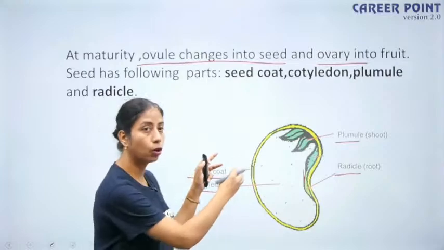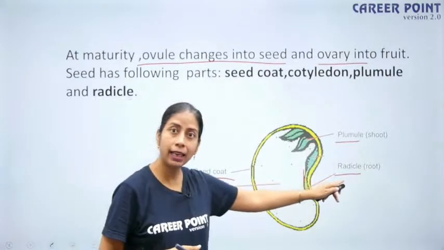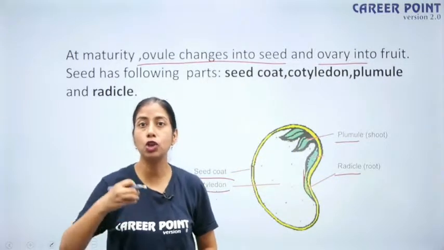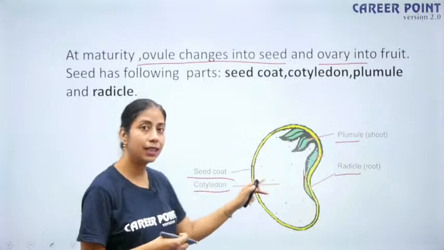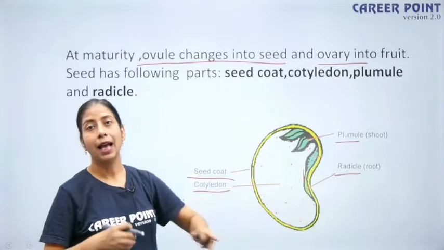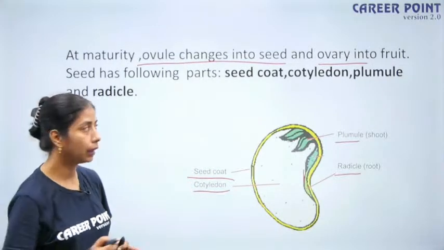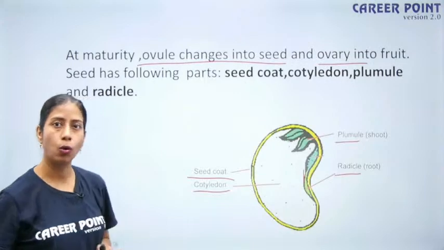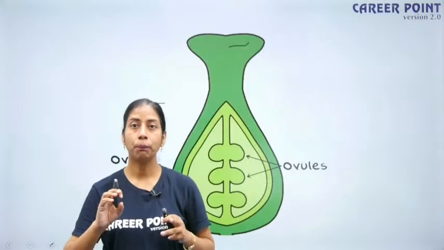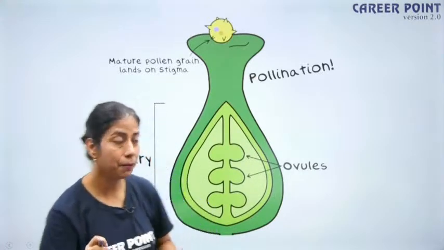So when we grow the seeds, the seed germinates. Radicle will form the root part, plumule will form the shoot part, cotyledons will provide the nutrition to this growing embryo, and seed coat is forming the protective layer. तो ये seeds के parts हो गए. Now we have already finished all the parts. एक बार revise कर लेते हैं इसके through.